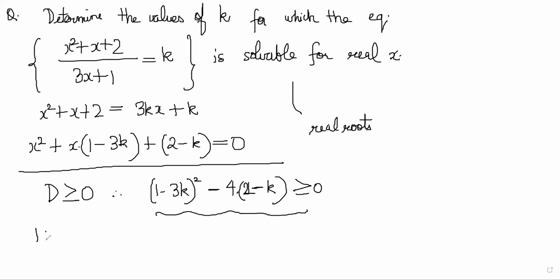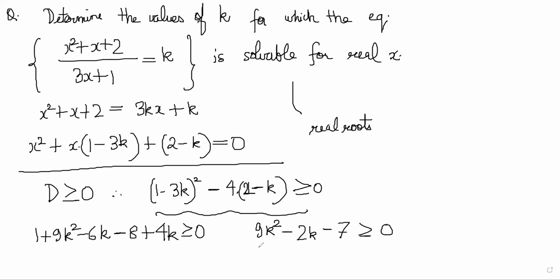So we'll simplify first. So 1 plus 9k square minus 6k minus 8 plus 4k is greater than or equal to 0. So this becomes 9k square minus 6k plus 4k, so minus 2k, and this becomes minus 7 is greater than or equal to 0. At this point, we can possibly factorize this as minus 9k plus 7k, right? So we will use the wavy curve method to find the range of k.